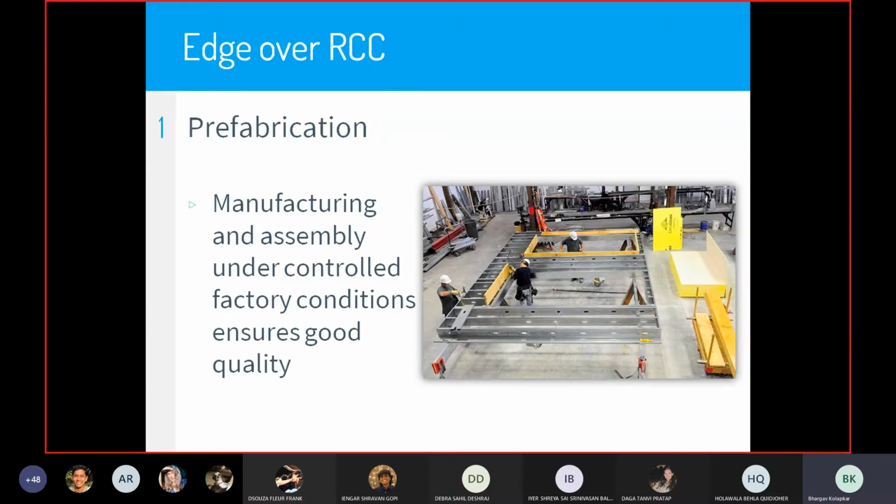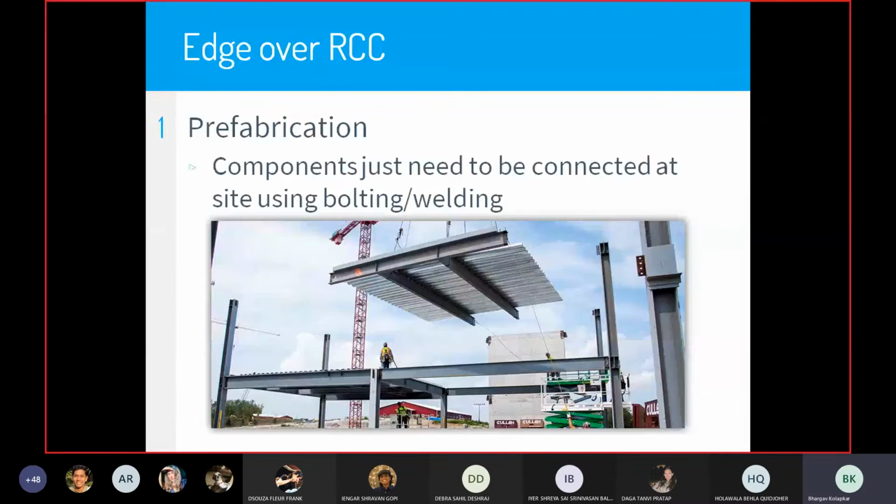Then there are some things that really give it an edge over RCC. Number one is prefabrication. So steel is manufactured and assembled under the very controlled conditions of the factory, and therefore you can expect the member to have a superior quality. On the other hand, more than 80% of the concrete that is normally used is cast in site, where there is very little or no control over the quality. So that is definitely an advantage that steel has.